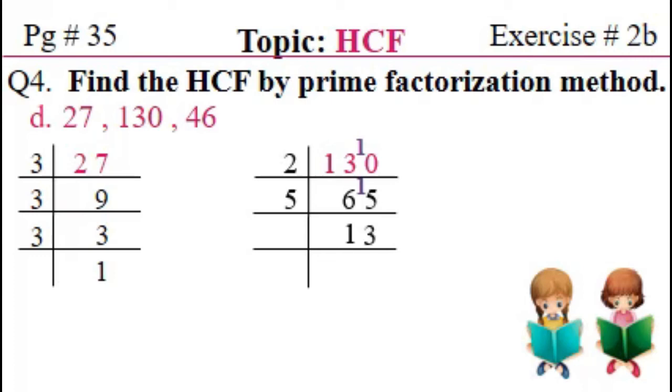Now the number we have got is 13. 13 is itself a prime number. Therefore, it is not divisible by any other number, right? Because it has only two factors, 1 and the number itself, which is 13 over here. So we will divide it by 13. 13 times 1 is 13.